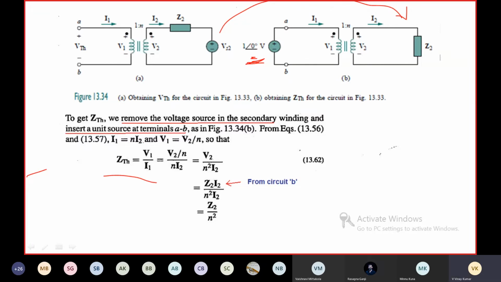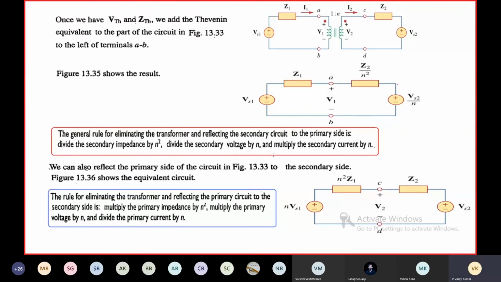Now ZTH is equal to V1 by I1. V1 is equal to V2 by N, and I1 is equal to N I2. So finally you get V2 by I2, which is equal to Z2, divided by N square. Finally you get Z2 by N square. When you shift this impedance to the primary side, that impedance will be equal to Z2 by N square.